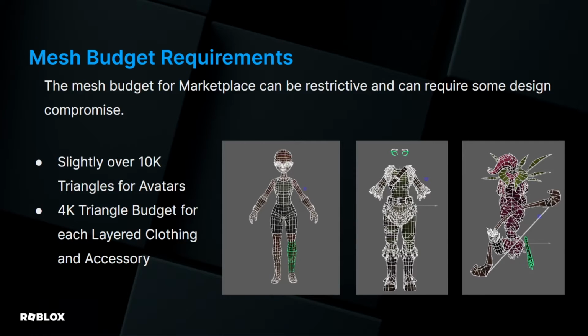Mesh budget requirements. The mesh budget for Marketplace assets has a strict budget of just over 10K triangles for avatars, and a 4K triangle budget for each layered clothing and accessory. The 10K budget for avatars isn't calculated as a whole and is split up into separate budgets for the head, arms, torso, and legs. For example, though this character as a whole is under 10K triangles, their arms are over the arms budget.